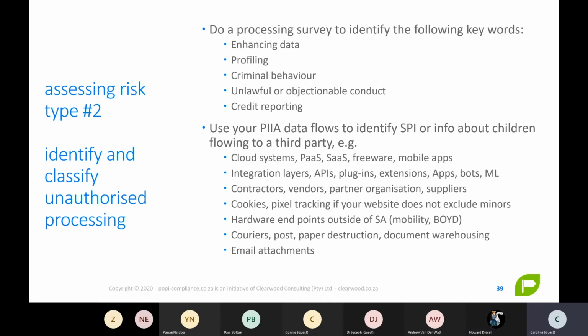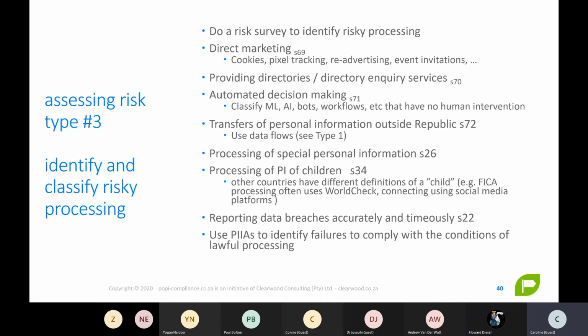Okay. Type 3, let's have a look. Sorry, I'm flying through this because I want to give Howard time. Identify and classify risky processing for type 3. Yeah, do a risk survey. Ask about direct marketing. Include pixel tracking in your direct marketing, please.